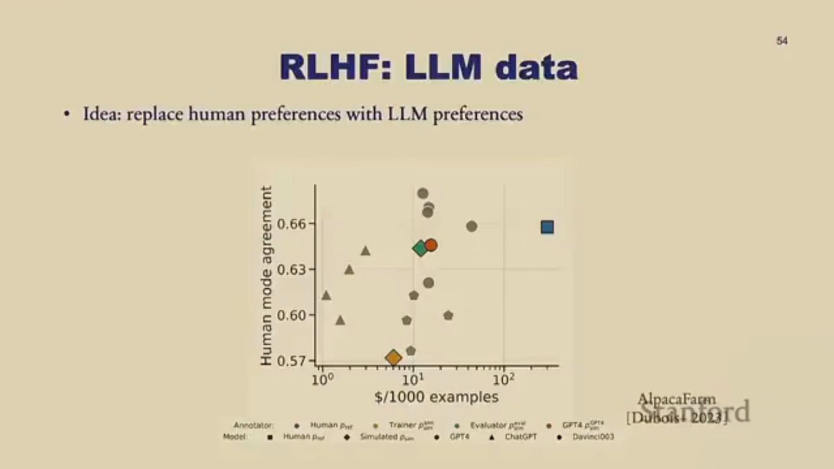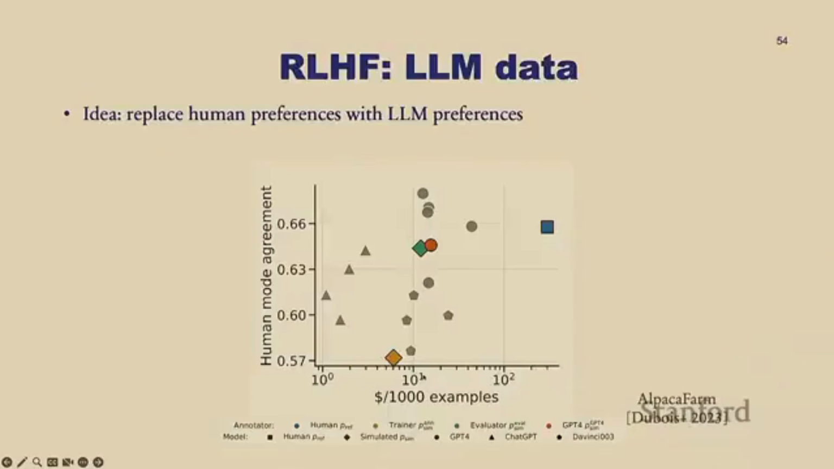So what we did also last year, again the same thing as Alpaca, was the idea of, well, there are challenges with humans, so maybe we can just replace them with LLMs. So what we did is simply replace human preferences with LLM preferences. I'm just realizing that the slides are not centered, anyways.